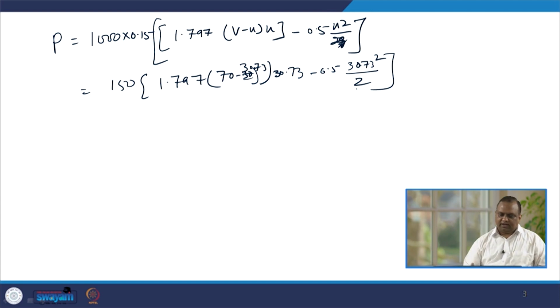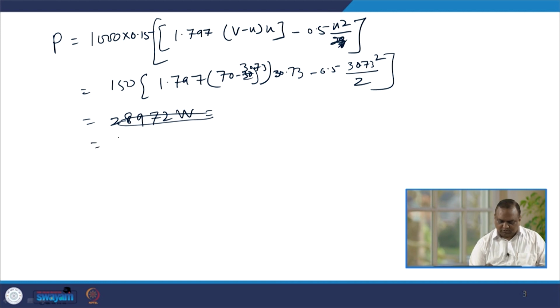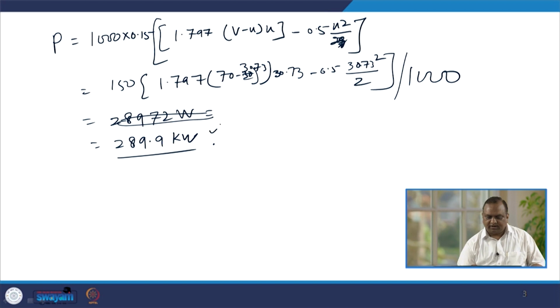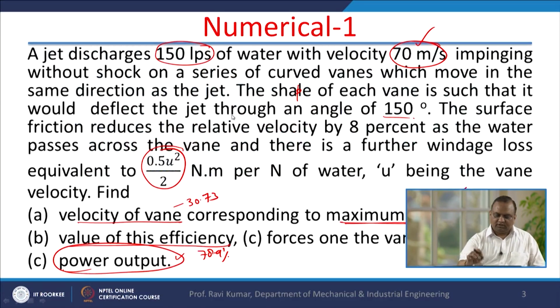Okay. And this will give the power output as 289,872 watt, or sorry, it will come around 289.9 kilowatts. You just divide by 1000 and this is the final value which we are going to add. So in this numerical, this is going to be 289.9 kilowatts.